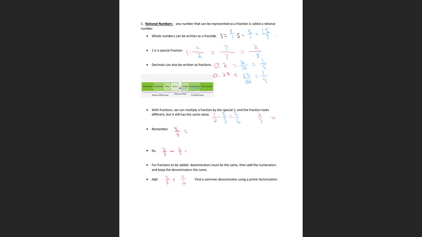So if I have this 2/3, I can multiply it by a 5. But if I multiply the numerator by 5, I got to multiply the bottom by 5 to keep this special 1 here. And when you multiply by 1, it doesn't change the value. When I do it this way, it just changes its looks. So 2 times 5 is going to be 10, and 3 times 5 would be 15. So 10/15 would be the result.